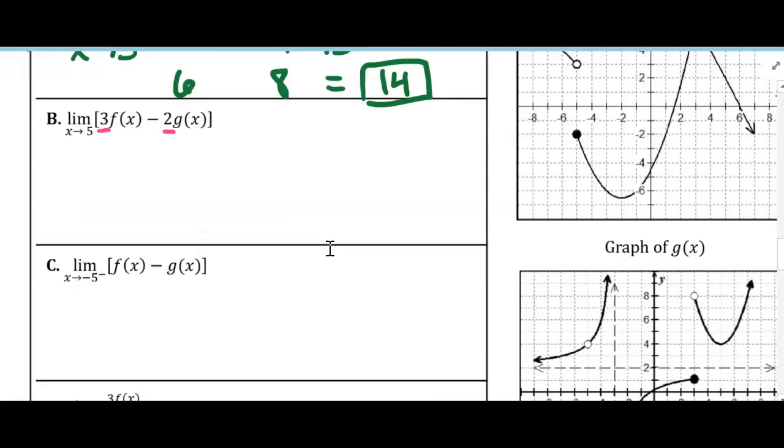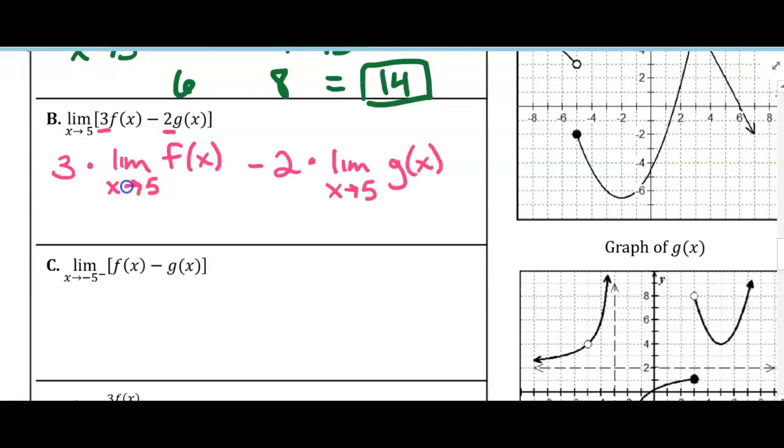And so when I'm looking at letter B, I'm going to rewrite this as 3 times, popping that coefficient out front, the limit as x approaches 5 of f of x minus 2 times the limit as x approaches 5 of g of x.